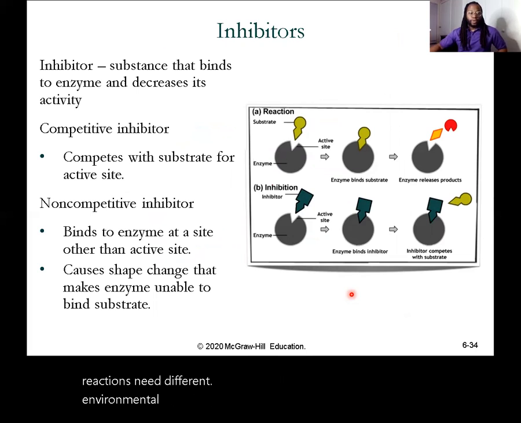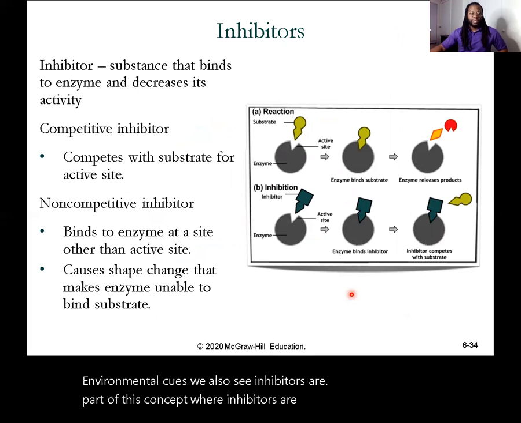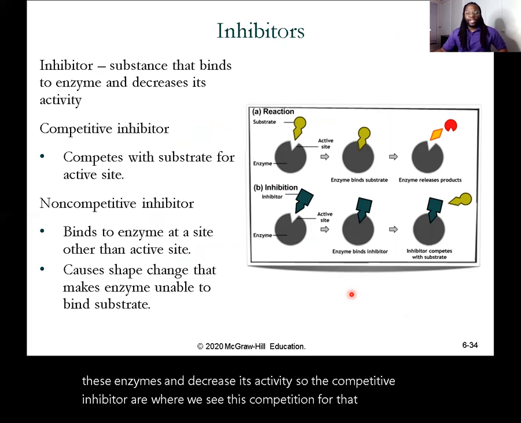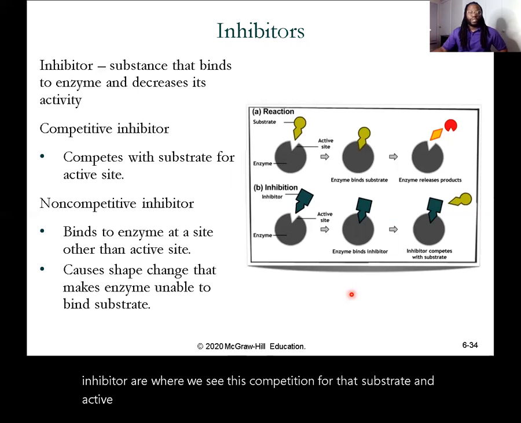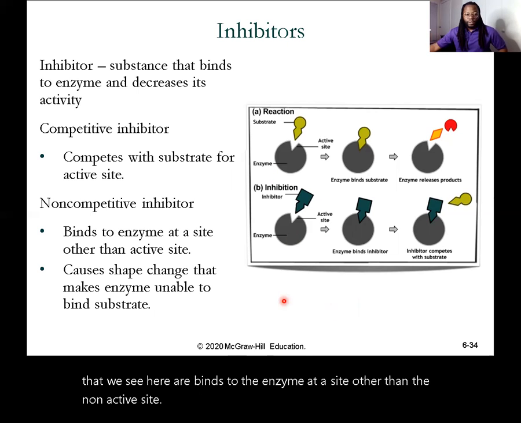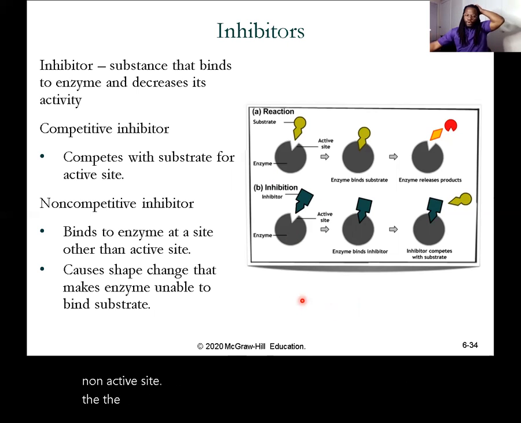We also see inhibitors are part of this concept, where inhibitors are substances that bind to these enzymes and decrease their activity. The competitive inhibitor is where we see competition for the substrate and active sites to which they bind. The non-competitive inhibitor that we see here binds to the enzyme at a site other than the active site.